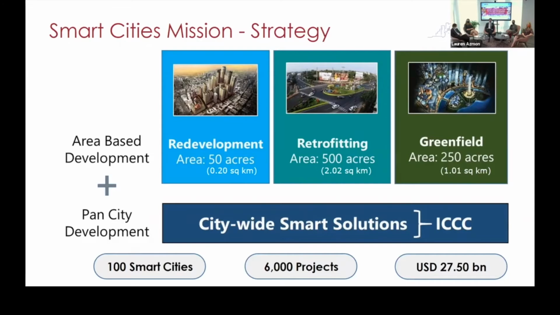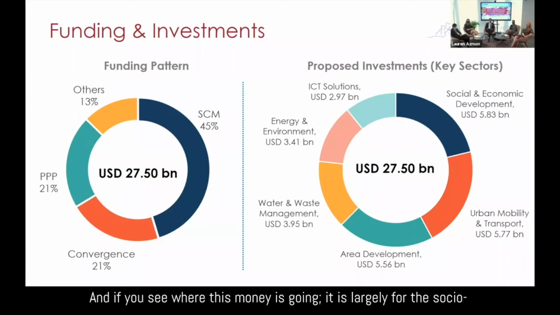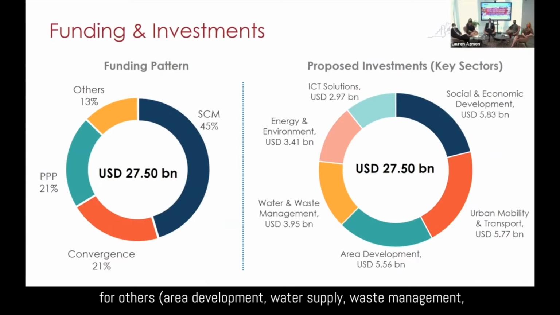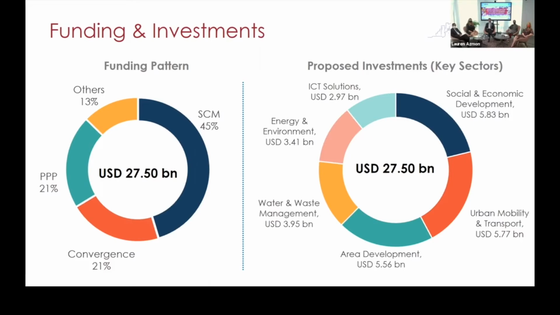Next slide, please. And if you see where this money is going, largely, social economic development is about $6 billion, mobility is about $6 billion. And the rest, as we can see, I'm skipping for paucity of time, but they will be available. So next, please.